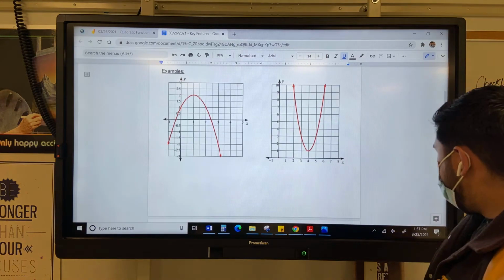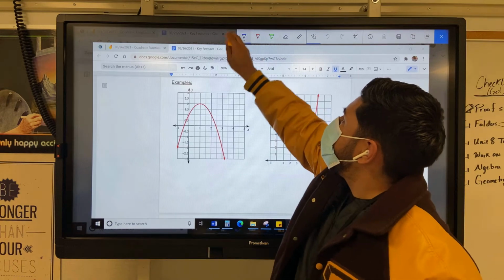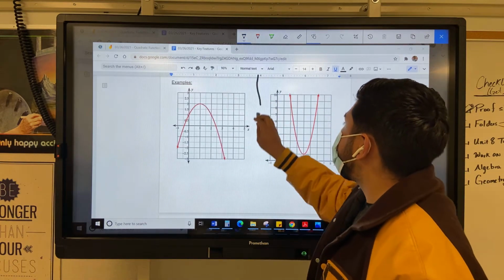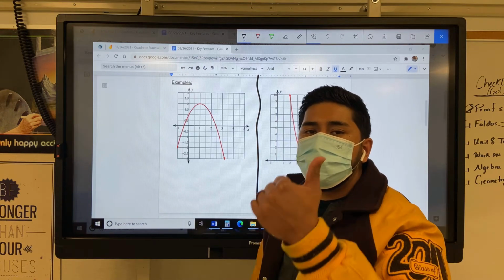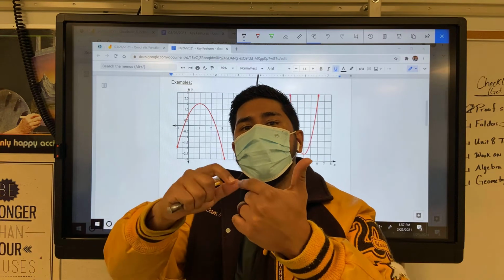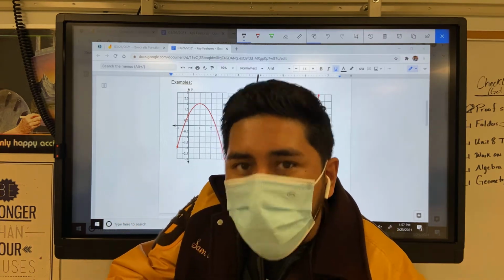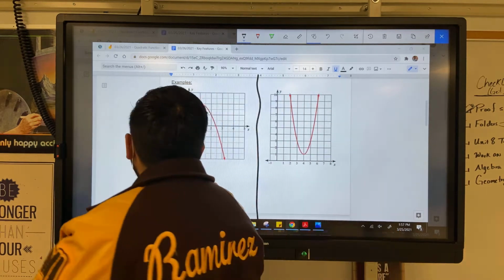Okay. The example. So here we are going to do the three things. We're going to determine the vertex. With the vertex, we're going to determine whether it has a maximum or a minimum value, and then the axis of symmetry. So let's do it.